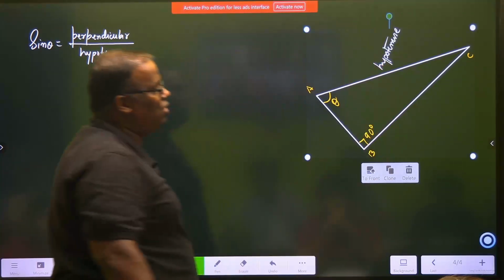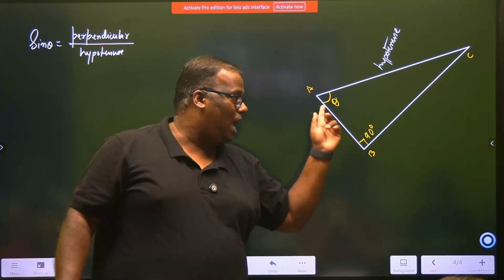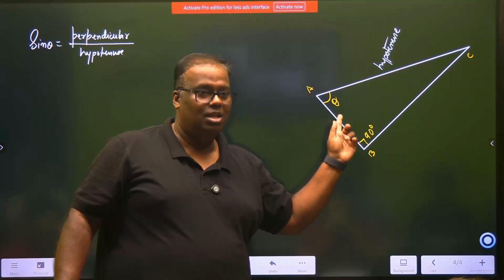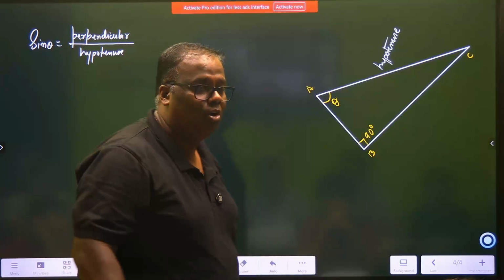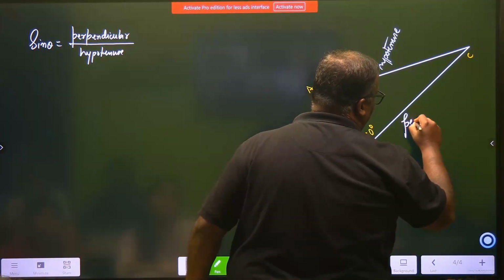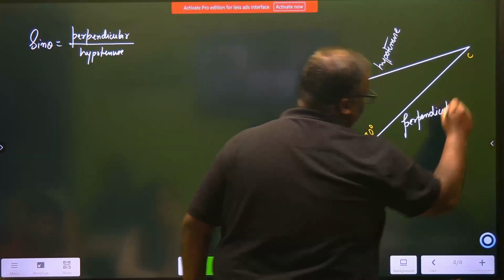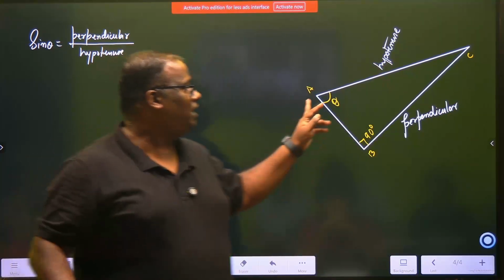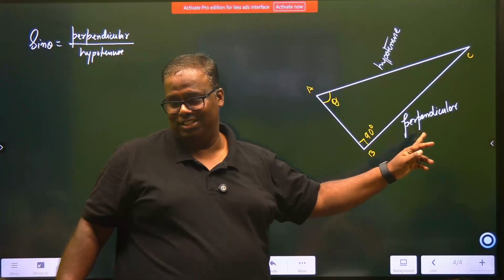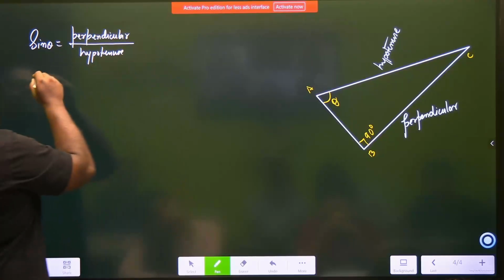Now, how do I know which is perpendicular? Nothing is standing perpendicular. So the formula is what? The angle on which you are interested, the side bang opposite to it always will be the perpendicular. So this is my perpendicular. And should you have the slightest doubt, you always know that sine theta is opposite. So this is perpendicular, okay? So obviously we got it.